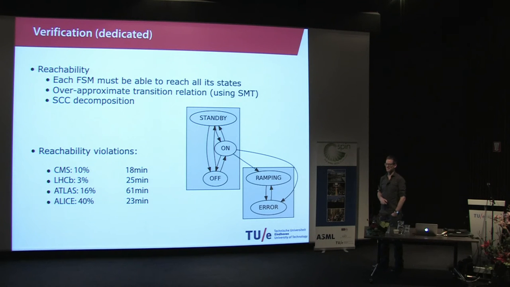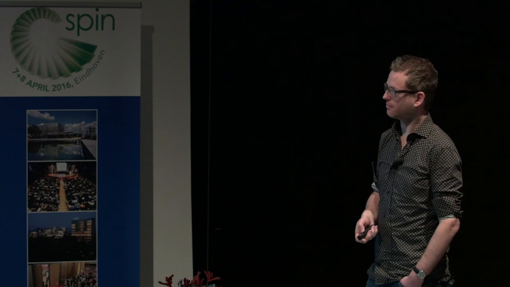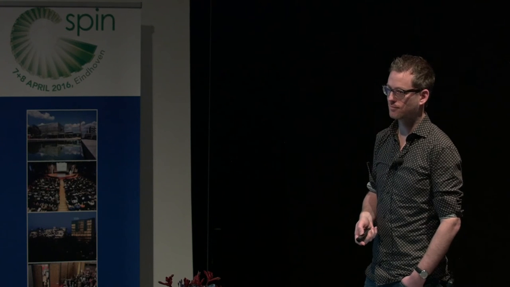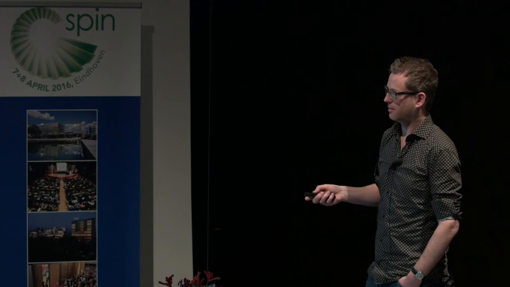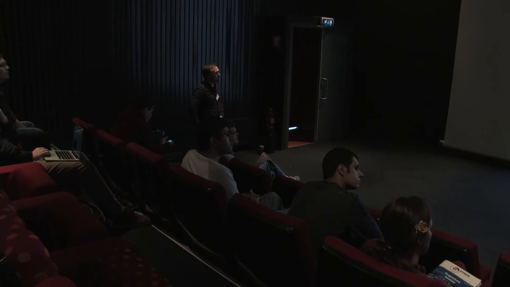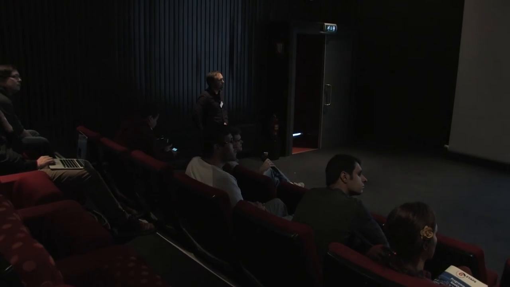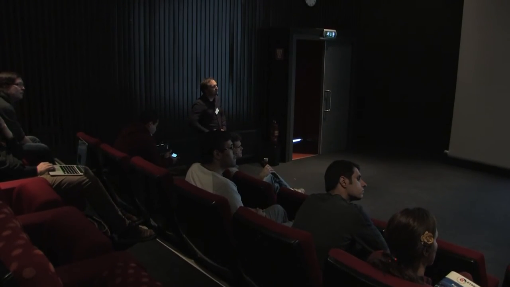Sorry to interrupt, but what do you verify? I'm thinking of model checking. You write your correctness property and you verify it, and the outcome is yes or no. But this is not a yes or no. This is 10% is the answer. So what exactly does verification mean here? Well, it's a reachability violation, right? So it's an under-approximation of the FSMs that have issues.